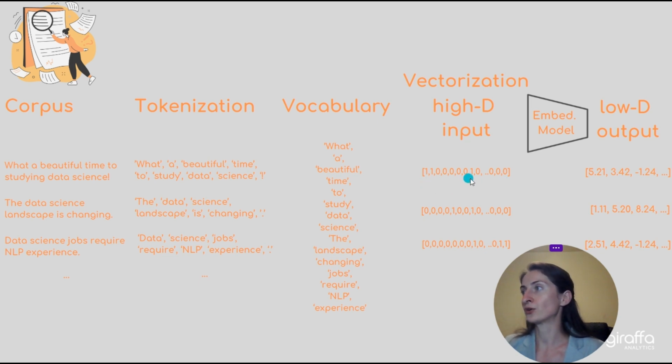So in the end, we are going to have a one-hot encoded vector with ones on the positions of the words that exist in the phrase and zeros on the other positions. And these are the high-dimensional input vectors that actually will go into the embedding model in order to generate a lower dimensional output of 512, 1024 or 2048 numbers.